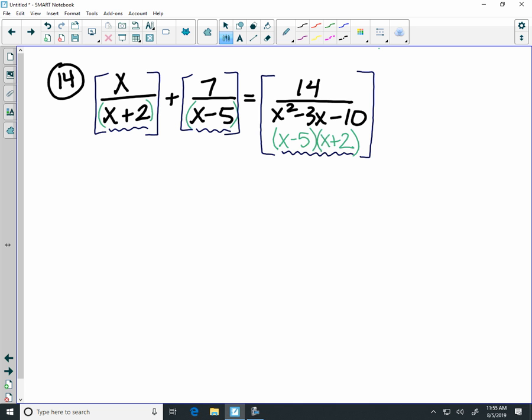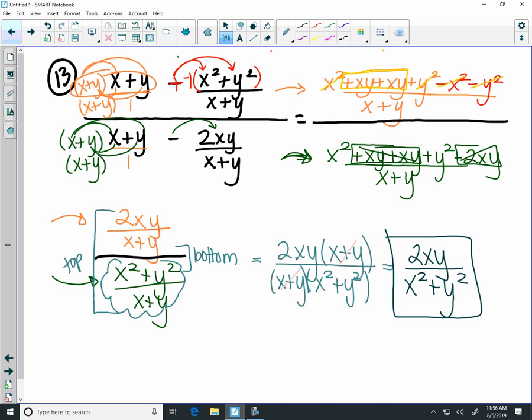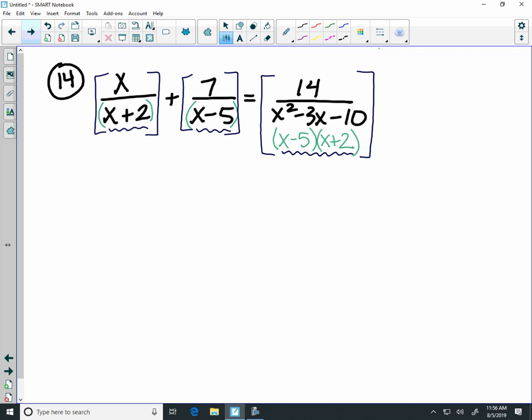Here we're canceling denominators. And the reason that we can do this is because we have an equal sign in our problem. On the last problem, on number 13, we could only multiply by 1 because we were simplifying. We weren't solving. We couldn't do something to both sides of the equation. We only had one side of the equation. Here, when we're solving for x, we have two sides of the equation. So as long as what we do to one term, we do to every term, we can multiply by whatever we want. In this problem, again, we're going to choose to multiply by x minus 5 times x plus 2.